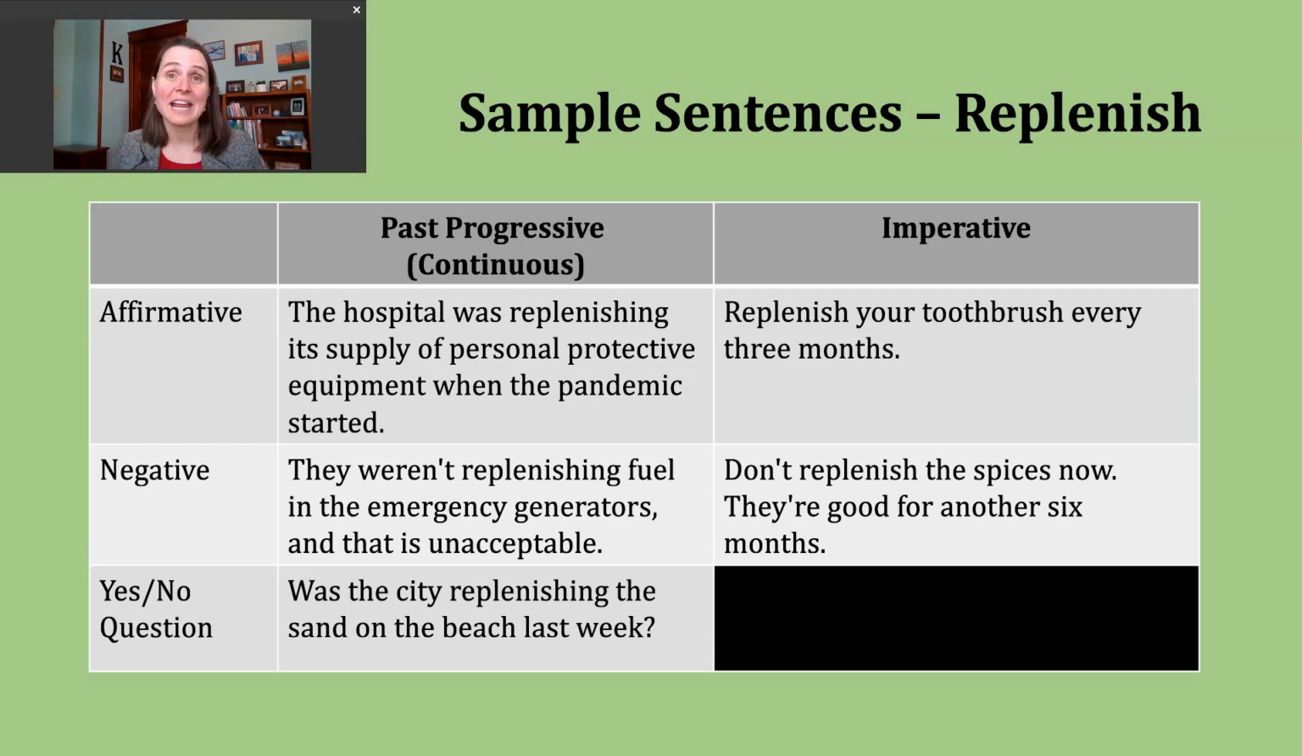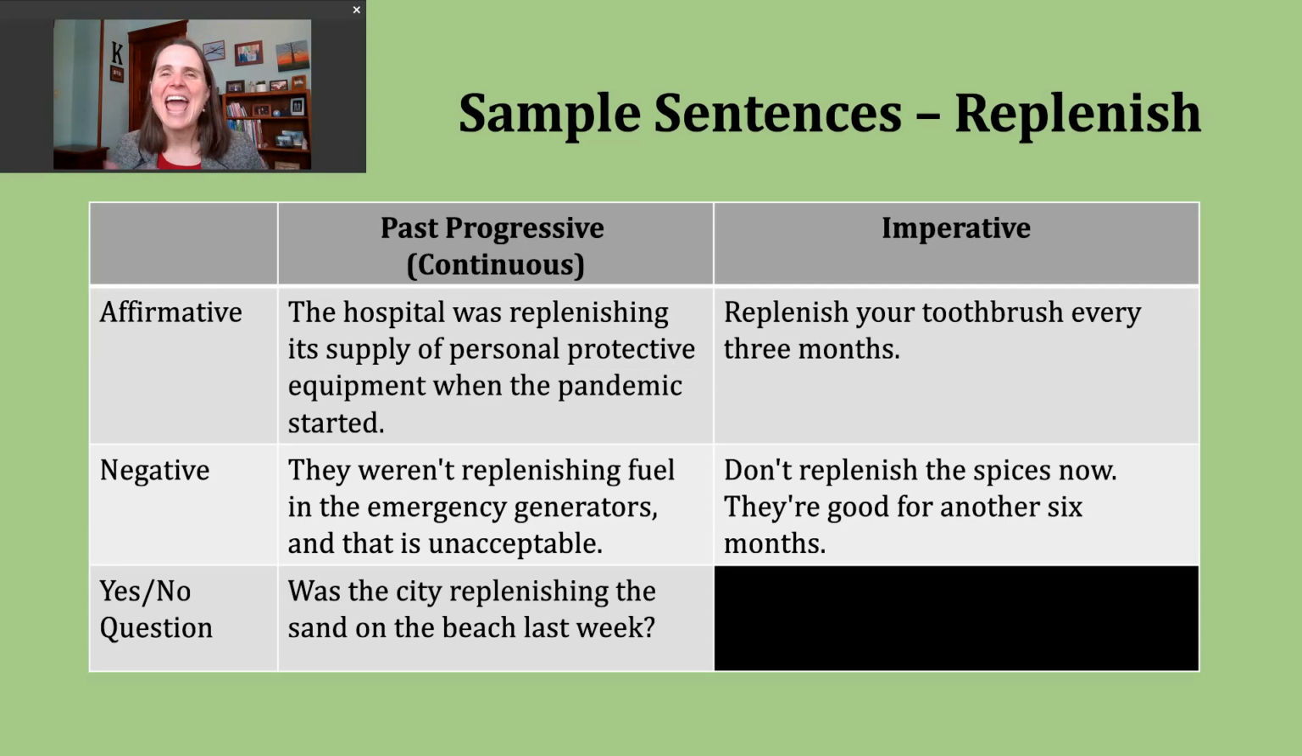So our subjects in the imperative are you singular, if you're talking or writing to one person, or you plural, in case you're talking to many people. So you can just begin a sentence with your verb. You're just going to use that base verb. So here's an example of an affirmative or positive imperative. Replenish your toothbrush every 3 months. Okay? This might be some advice your dentist gives you, right? So they want you to get rid of the old and get a new one about every 3 months.